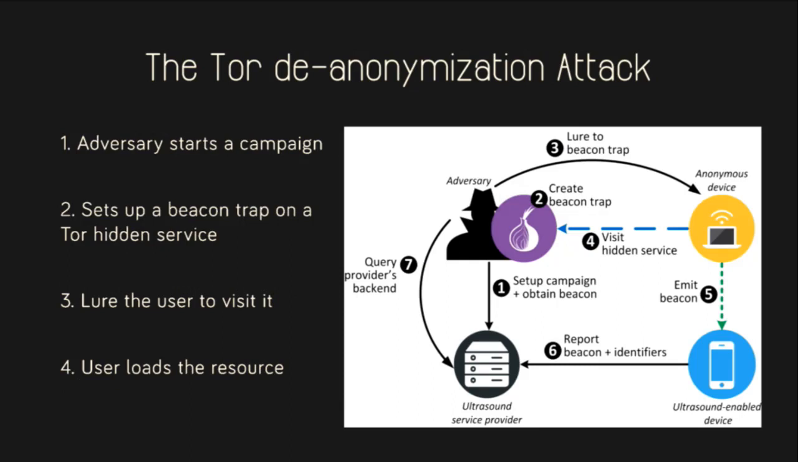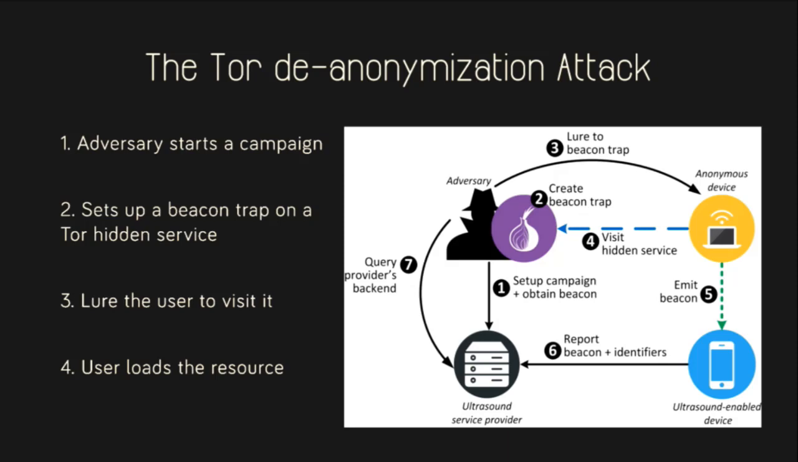Combining all this, now we present our first attack. Our first attack is basically what we saw in the demo. We're going to explain how we did it. The first step is for the adversary to set up an advertising campaign with any provider offering such services. This is step one. In step two, the adversary captures the beacon from the campaign and sets a beacon trap with that specific beacon.